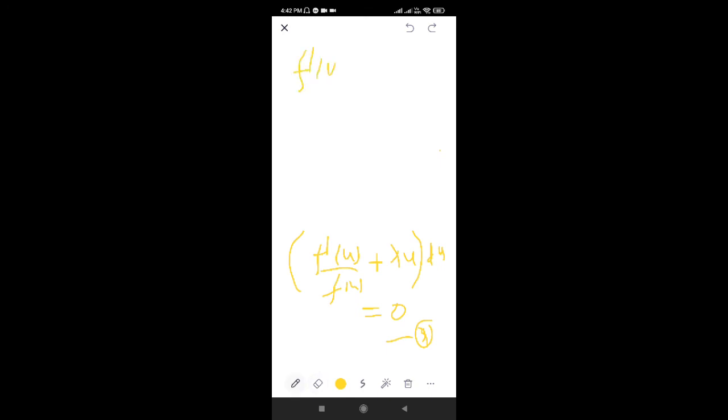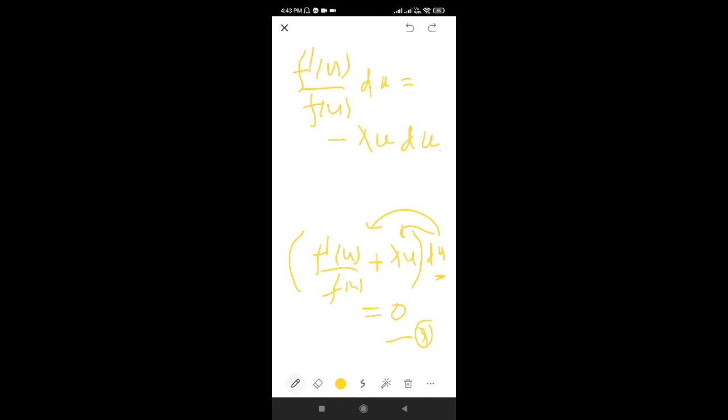F prime of u by f of u into du is there. Now I am multiplying this du with each and every term. Okay, du. I am taking one term to the other side. Then you get minus lambda u du. Okay, I think you understood this. I am rewriting this third equation by multiplying du with each term.